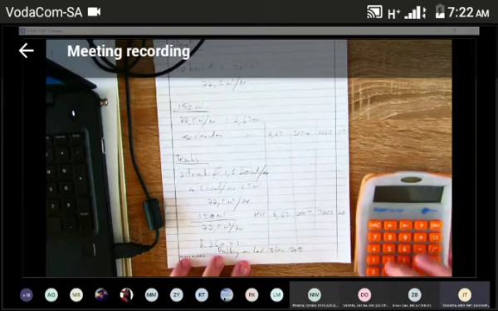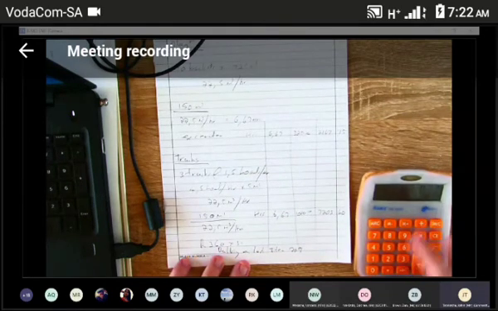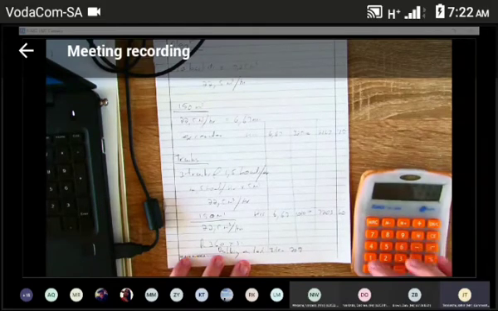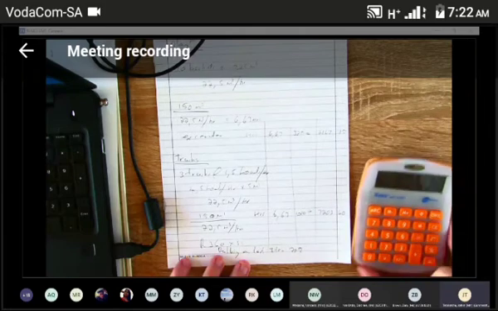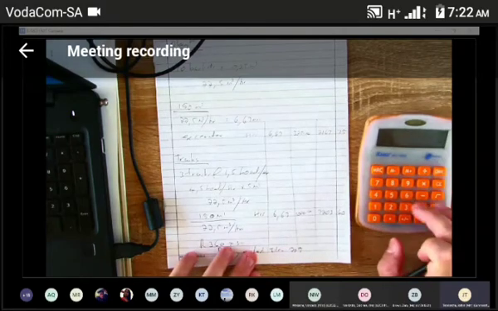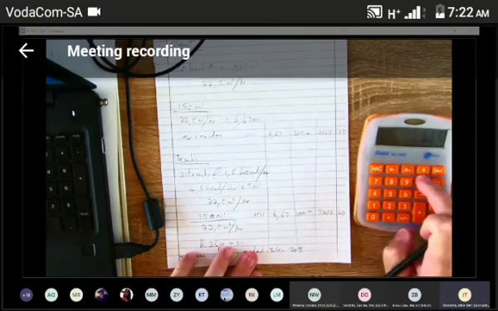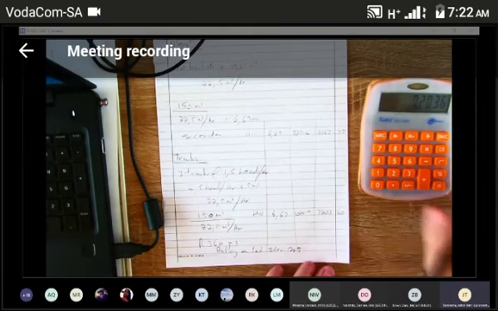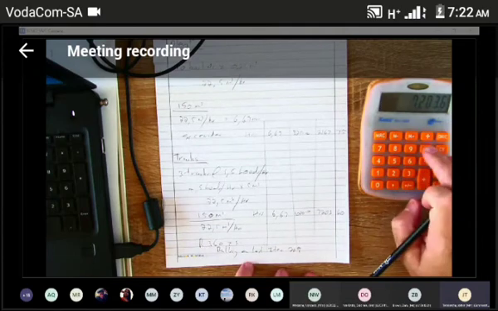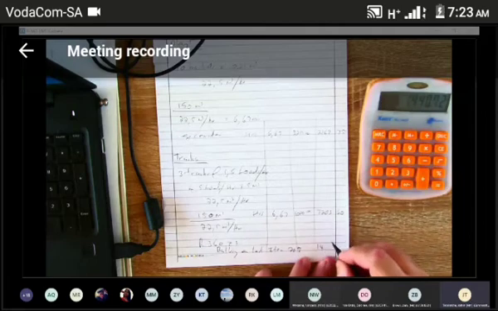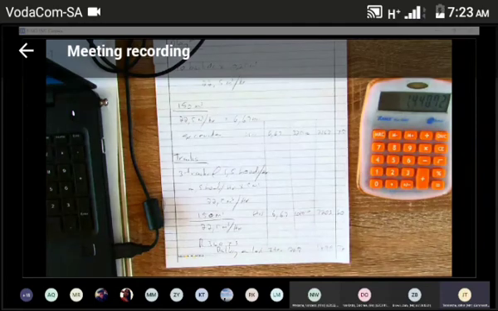Therefore, it's 6.67 times 1,080, 7,203 rand 60 cents times 0.2 bulking. That's another 1,440 rand and 72 cents for bulking. You concur on that?